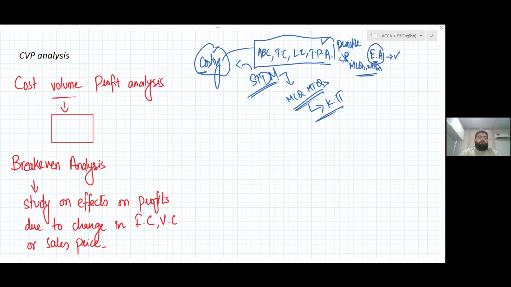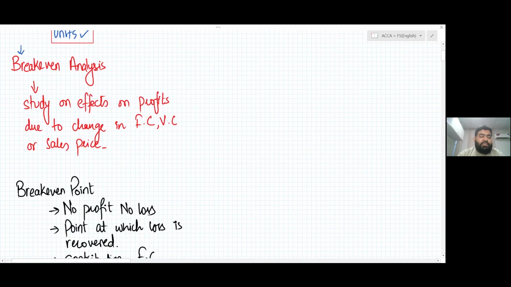The first chapter is CVP analysis, which is cost, volume, profit analysis. First, we have to understand the terms. Volume obviously means units that are being produced or sold in the business. Because it's the analysis chapter, we have to analyze the relationship between cost, units, and profit, in which we have the first topic, break even analysis. Let us start break even analysis.